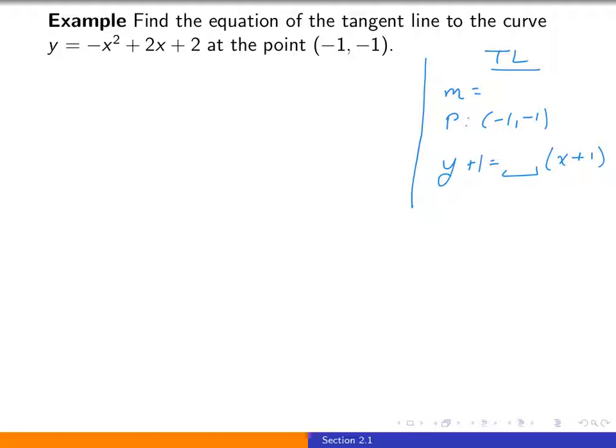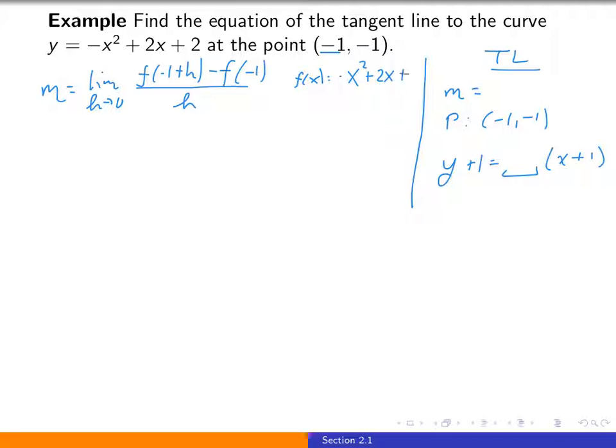So in order to find that slope, we're going to use this familiar form. It's at the point minus 1. So it's the limit as h approaches 0 of f of minus 1 plus h minus f of minus 1, all divided by h. And in this problem, f of x is minus x squared plus 2x plus 2. So we have to be very careful when we perform the function evaluation. Anything we plug in for x needs to be substituted in for both of the x's we see in the equation of our function f.